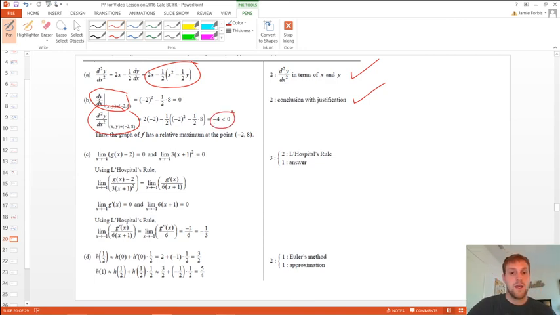Okay. Part C, you get 2 points for doing L'Hopital's. I would assume that's a point for each time you did it. So here and here. And then 1 point for the answer, which is -1/3. Okay. And then D was the fact that we knew to do Euler's method and that we got the approximation to be 5/4.